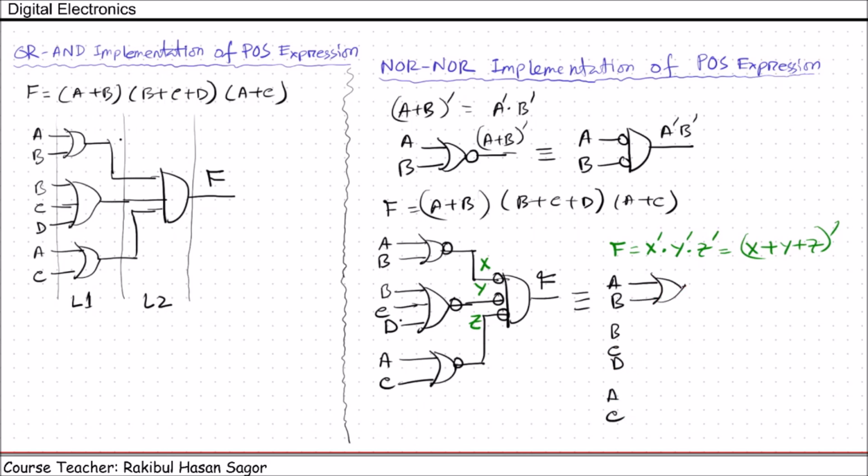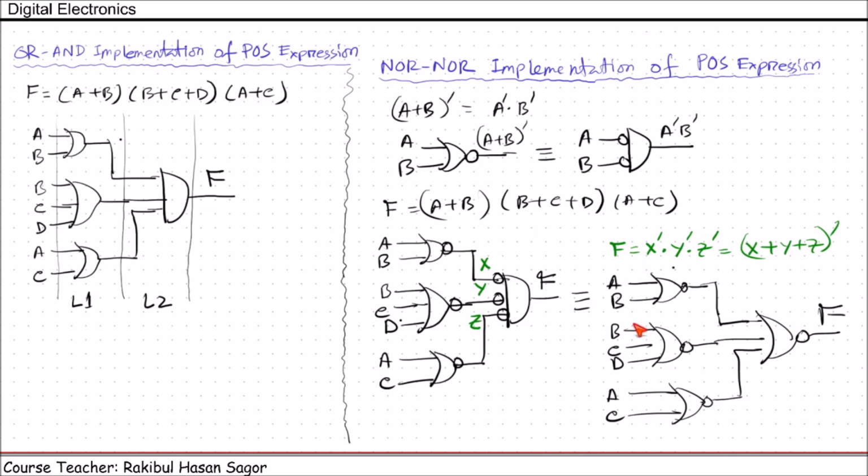We have one NOR gate here, b, c, d, another NOR gate, a, c, another NOR gate. Now this inverted AND gate can be represented as NOR gate from this equation. So this is two-level NOR gate implementation of POS expression. It is also named as two-level NOR implementation.